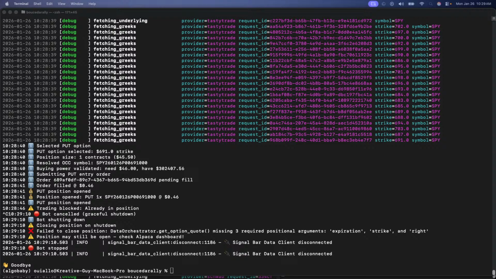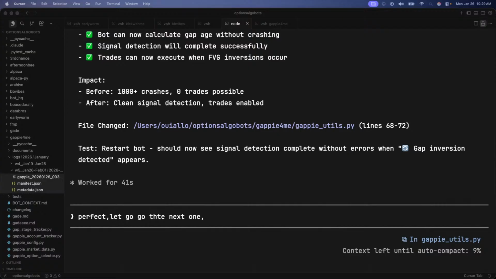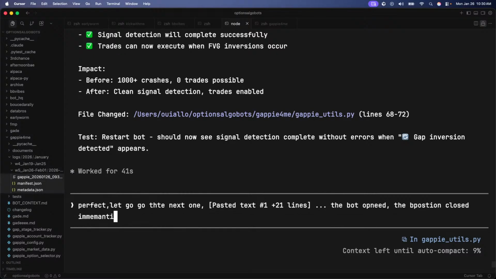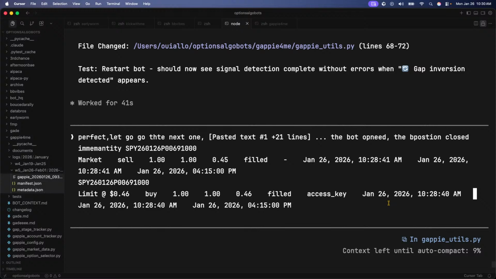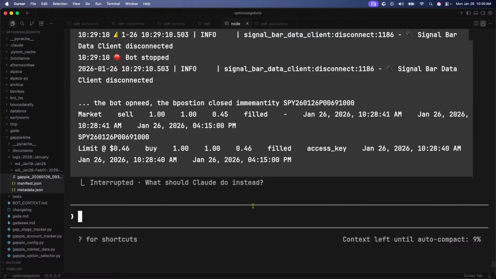Y'all seeing what I'm seeing? Perfect. Oh, you're not seeing what I'm seeing. Let's come over here. Gotta be SPY. Where are you? The bot opened and the position closed immediately. Let's find out why and resolve, review.